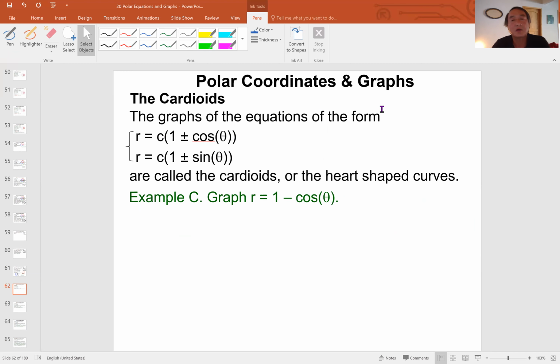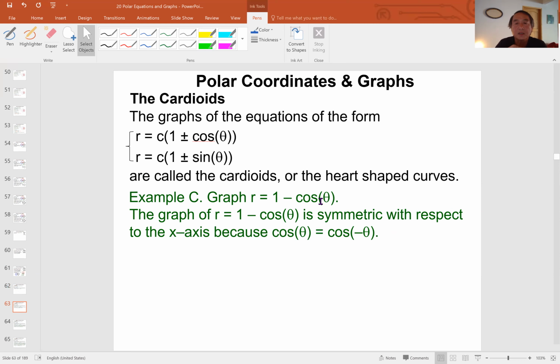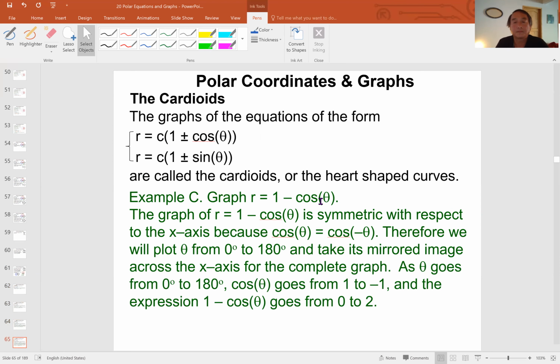Then I notice cosine theta over here, so it's an even function. In other words, cosine theta is equal to cosine minus theta. So the bottom half of this curve is the same as the top half. 0 to minus 180 degrees happens the same as 0 to 180 degrees. So all I have to do is the top half.